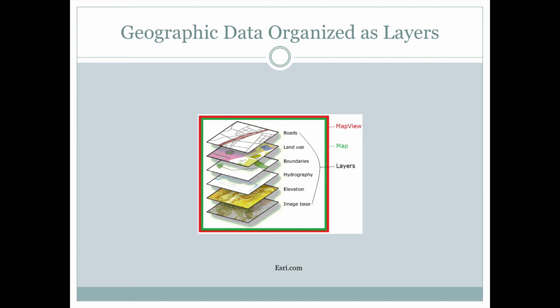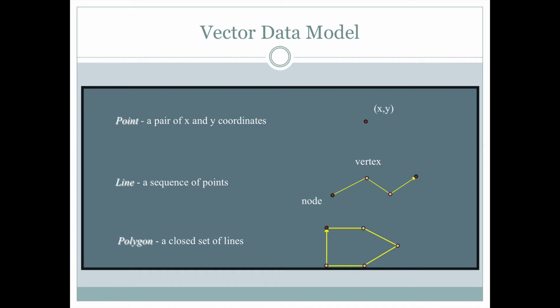Each of these layers, however, is represented with a different type of data model. There's two different data models. The first one is called the vector data model, and vector data models can represent things that are shown as either points, lines, or polygons. A point would be one individual location, like a fire hydrant, and all we would need to know then is its location on the earth, maybe by an x and y coordinate.